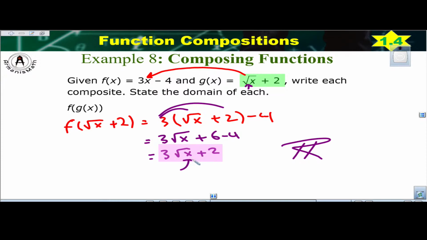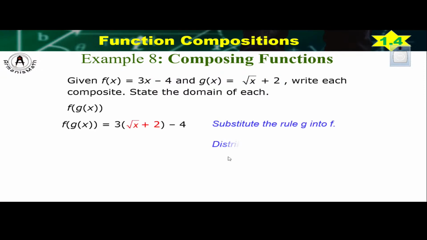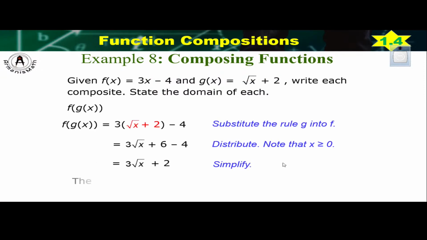You want to see what makes this guy imaginary numbers, right? And in this case, it's going to be anything that is below 0. So you want to restrict your domain to be above 0. Above 0 is where you want to be.